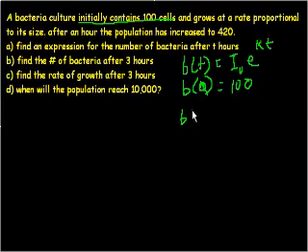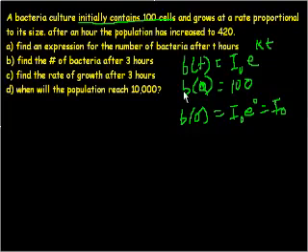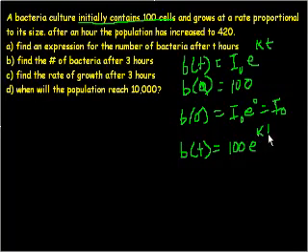Let me do that actually. B of 0 is also equal to I naught times e to the what? K times 0. E to the 0 is 1, so it equals I naught. So the bacteria at time 0 is 100, and I naught must be equal to 100. Okay, so we're making some progress. We know that the bacteria as a function of time is equal to 100 times e to the kt. Now, if we just knew k, then we would have done part A, find an expression for the number of bacteria after t hours.